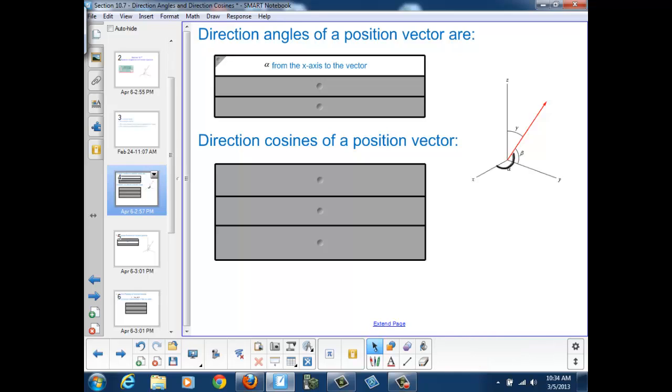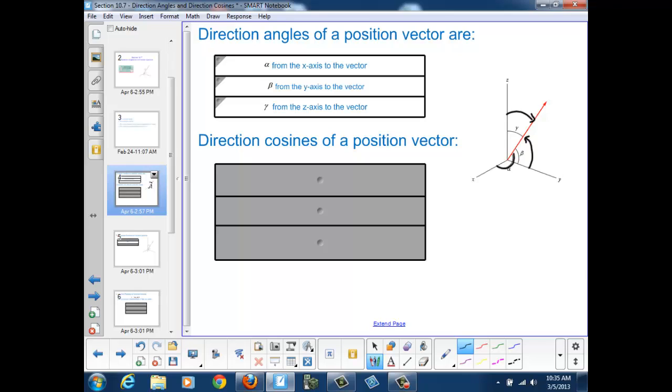And then we will call the angle from the y-axis beta. Again, we'll go from the axis up to the vector. That will be beta. And finally, our last angle will be called gamma, and it looks kind of like a y. You can see that we'll draw that from the z-axis over to the vector.